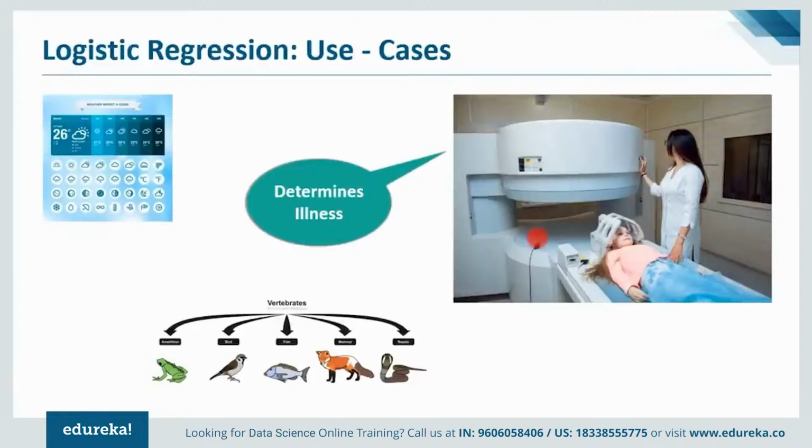So let me take an example. Let's say a patient goes for a routine checkup in a hospital. What the doctor will do is perform various tests on the patient and check whether the patient is actually ill or not. So what will be the features? The doctor can check the sugar level, the blood pressure, then what is the age of the patient? Is it a very small child or is it an old person?